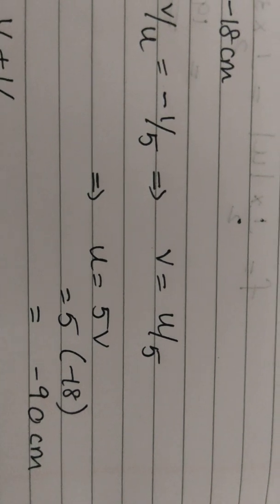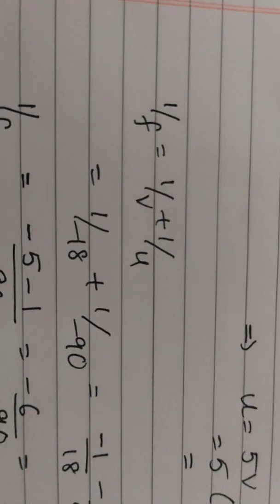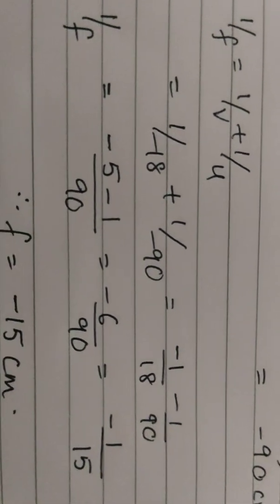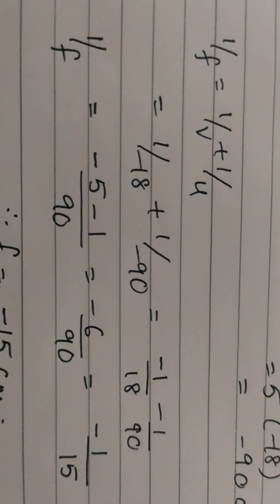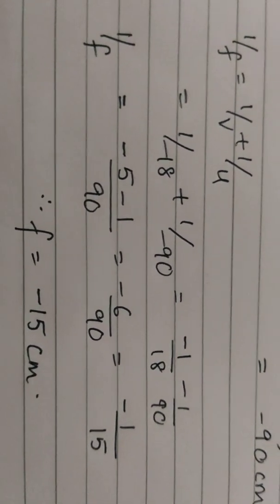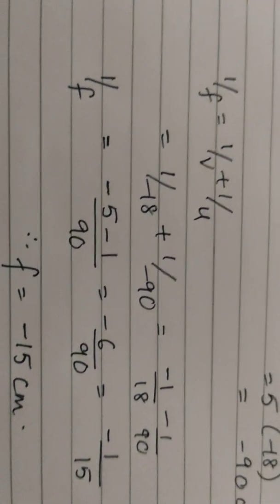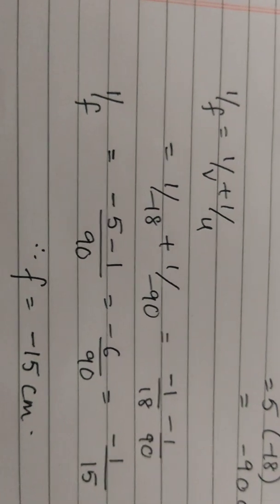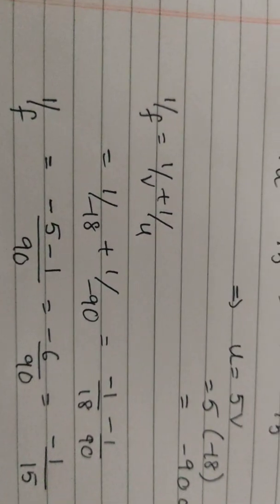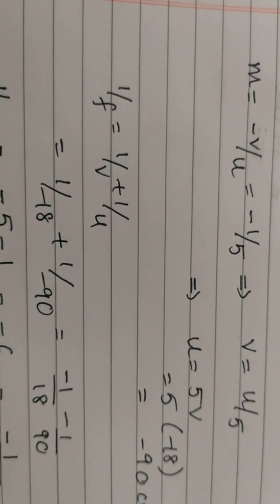So u is minus 90 centimeter, and then by using the mirror formula, 1 upon f is 1 upon v plus 1 upon u, and putting the values of u and v, we get 1 over f is minus 1 over 15, and so f is minus 15 centimeter. I have shown the working by writing the formula so that you can understand, but if you want to do the working for the MCQs to verify your answer or to choose the answer, you should do it without writing the formula so that time does not get wasted.